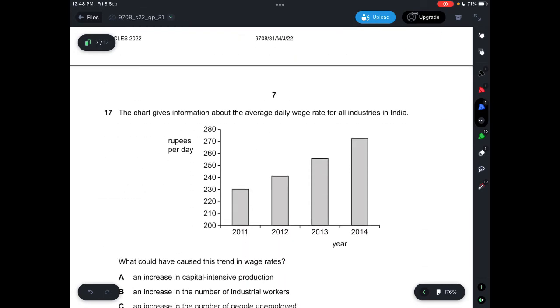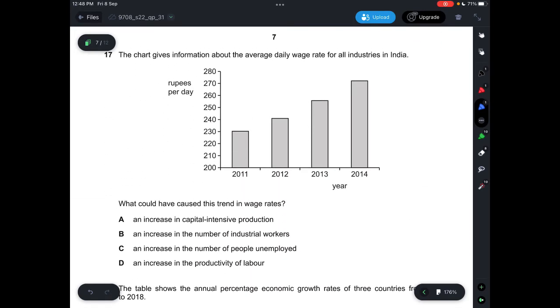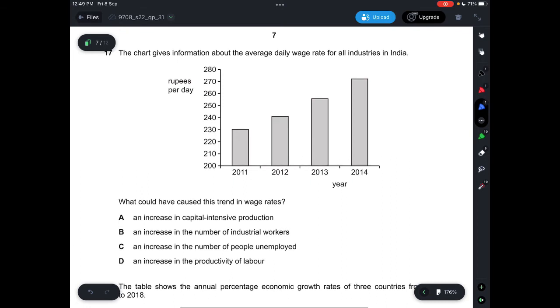Okay. So question 17, the chart gives information about the average daily wage rate for all industries in India. What could cause this trend in wage rate? So you can see there's an increase in rupees per day. So A says an increase in capital intensive production, which is not correct. Normally when there's capital intensive production, this is what will happen, decrease.